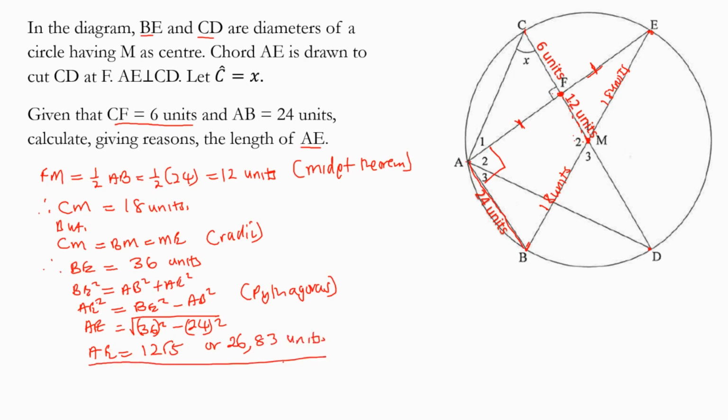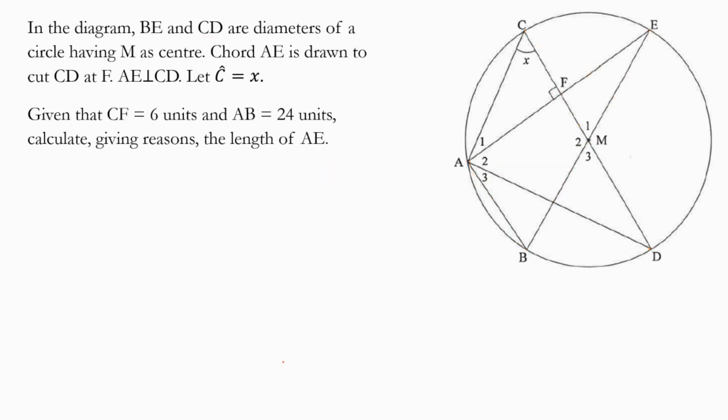But there's another way of doing this. You could have done the following. We have discussed everything. So this is 24 units, this is 6 units, this is 12 units. And CM is equal to BM is equal to ME since they are radii, meaning that this is 18 units. This angle is given as 90 degrees, so FME is a right angle triangle.